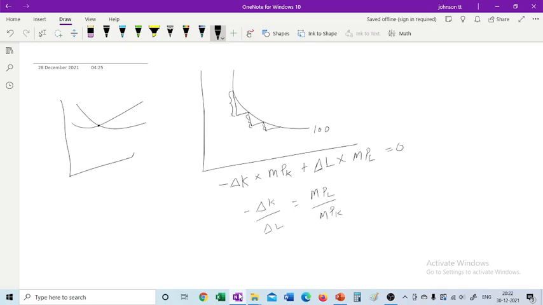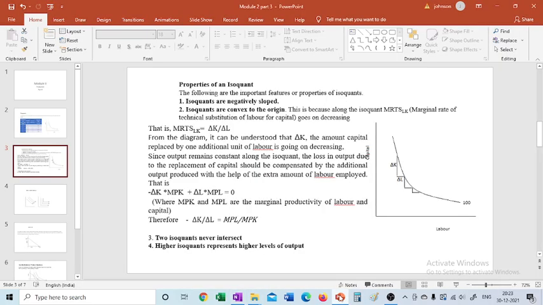Then the last one is that higher isoquants represent higher levels of output. So this isoquant represents a particular level of output, that is 100. But if you want to represent 150 units of output, you must draw a higher isoquant. So this will be 200 units of output. So that means higher isoquants represent higher levels of output. Usually isoquants slope downwards from left to right. But there are certain special isoquants. So now we can see what these special isoquants are.